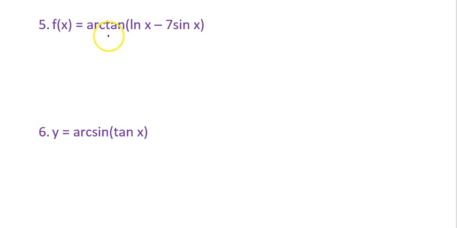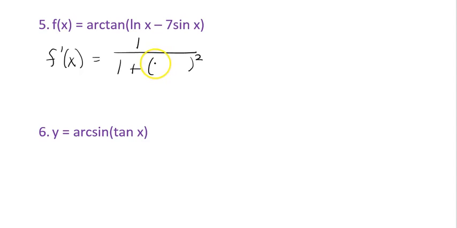Okay, example 5, we have again the arctangent rule and a lot in there, but again all of this serves as the x in the arctangent rule. So we'll do it first because it's our outside thing. We have 1 over 1 plus whatever our x is squared. Our x is everything represented here, so natural log of x minus 7 sine x. That takes care of our arctangent rule.